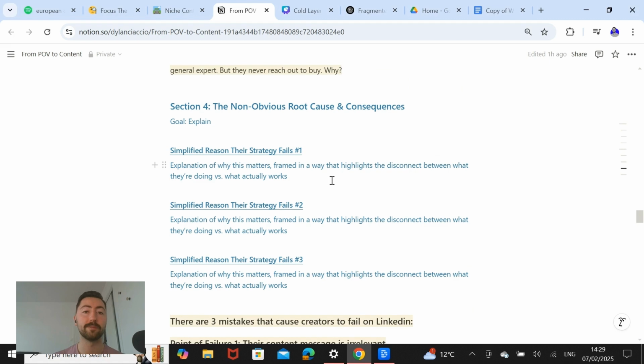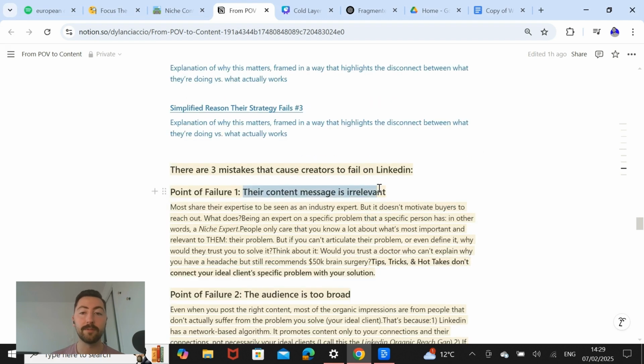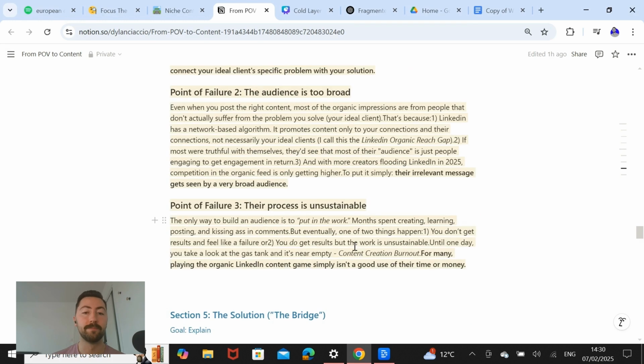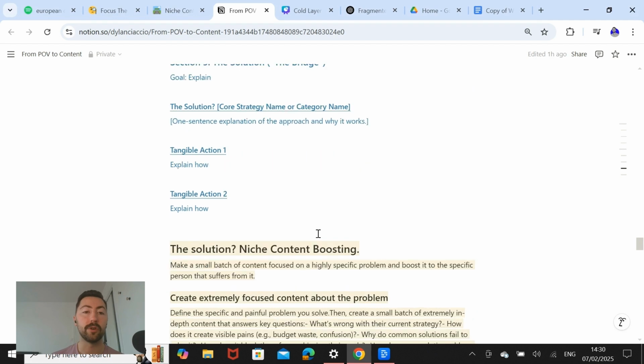Here in section 4, we're explaining what that real problem is. What's wrong with their strategy? We're going through the reason their strategy fails, explaining why it matters, and framing it in a way that highlights the disconnect between what they're doing versus what they should be doing. Again, this is talking about the same root problem, the same thing that's wrong with their strategy. And now I'm just going into more detail with it, but it's the same core problem. I'm using different words, I'm explaining in slightly different ways, but it's the same core problem. And it's the same core solution.